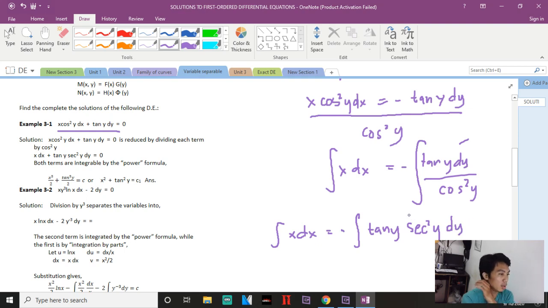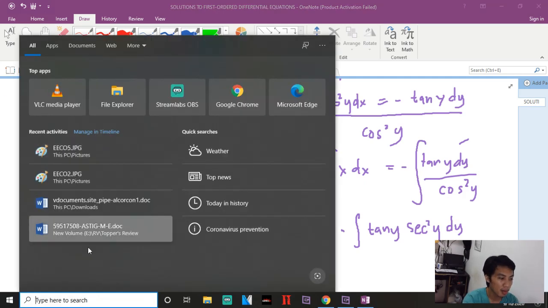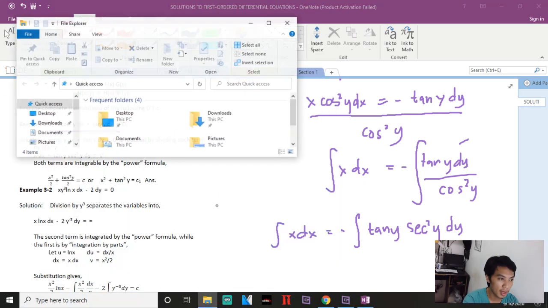Now, anong dapat nating kukunin dito? Okay? Ano ba ang integral ni tangent y? Let us see, okay? Kung ano yung mas simpler. Okay, so let me just find the folder.